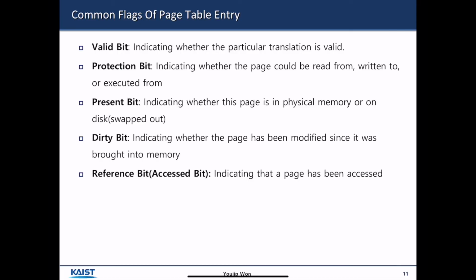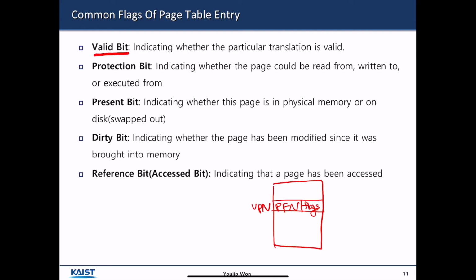The page table is indexed by virtual page number, and then each entry contains the physical frame number, and there are flags. And these flags contain various information about the associated pages. First, it contains a valid bit. It indicates whether the particular translation is valid or not. And also it contains a protection bit. It indicates whether a page could be read from, written to, or executed from.